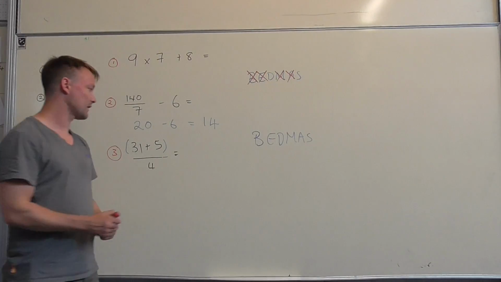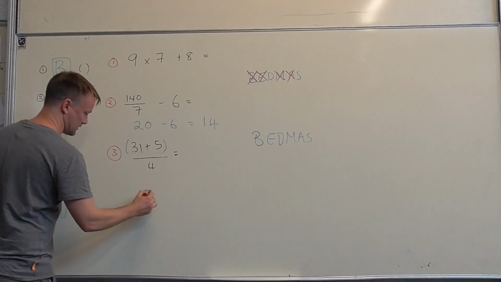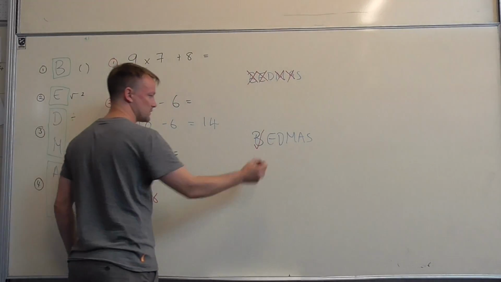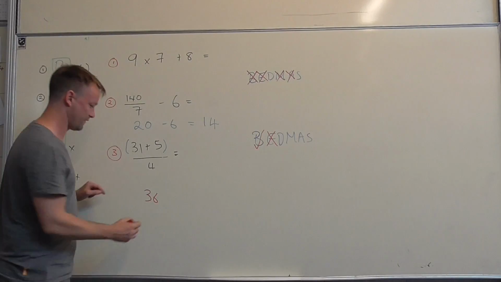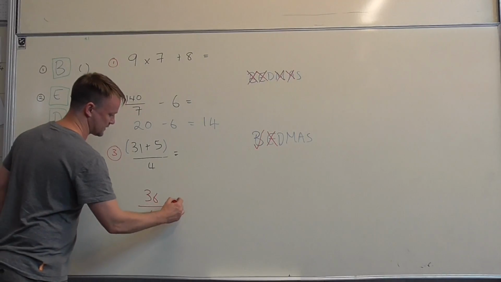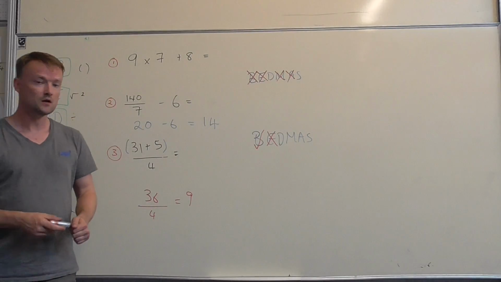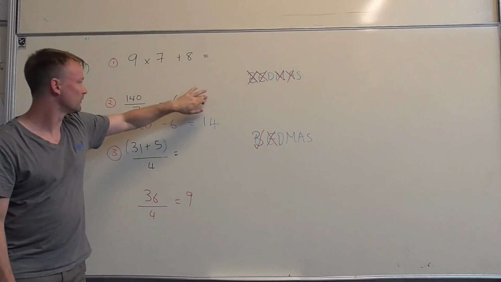So then brackets first, so 31 plus 5, so this is 36. So I've done my bracket. There aren't any exponents. So the next thing, and the only thing left to do, is then to divide by 4. And 36 divided by 4 is 9. Okay?